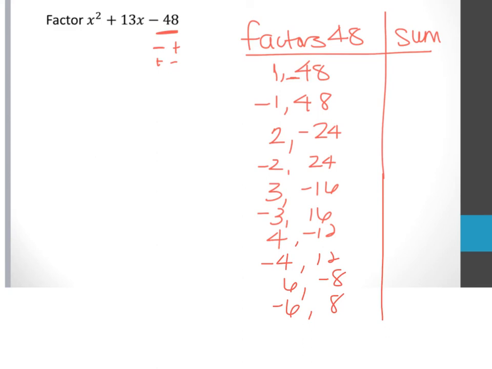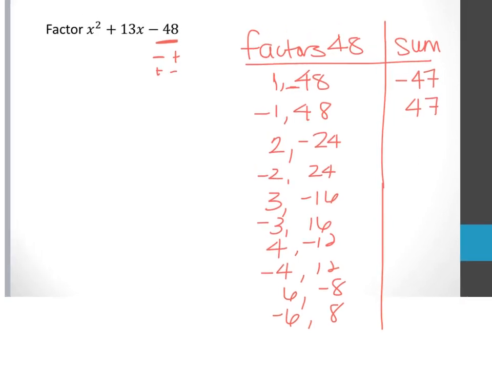So now all I have to do is find their sums. So 1 and a negative 48 is going to give me negative 47. Negative 1 plus 48 is a positive 47. And if you remember, we want to get a sum of 13. So this right here is my goal. So 2 and negative 24 is going to give me a negative 22 or a positive 22. 3 and a negative 16 will give me a negative 13 or a positive 13. And at this point, because I know that I needed to get 13, I'm going to stop. Okay, so this is what I want.